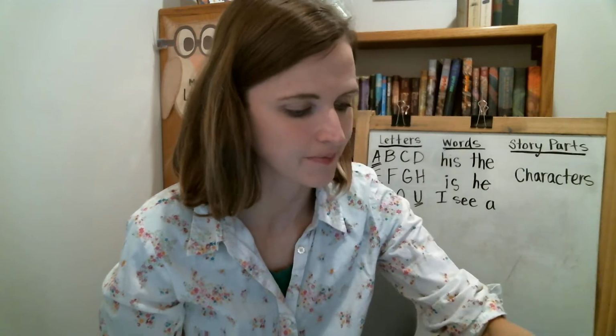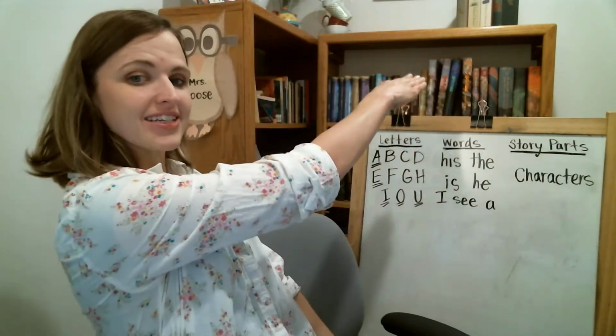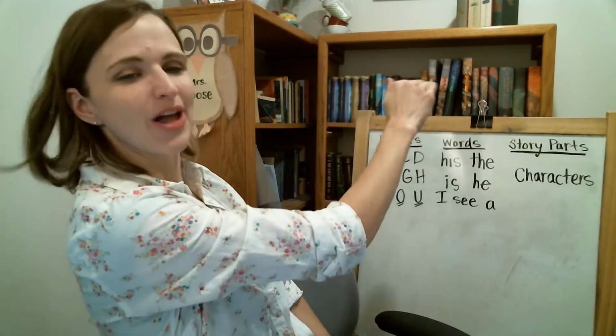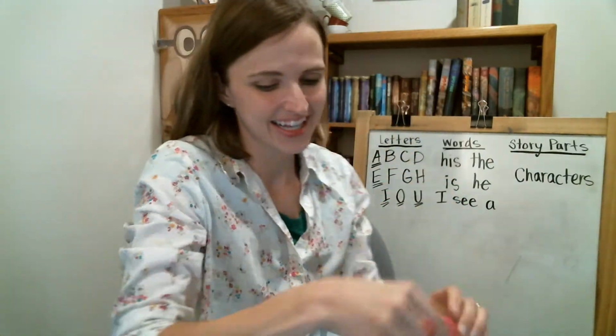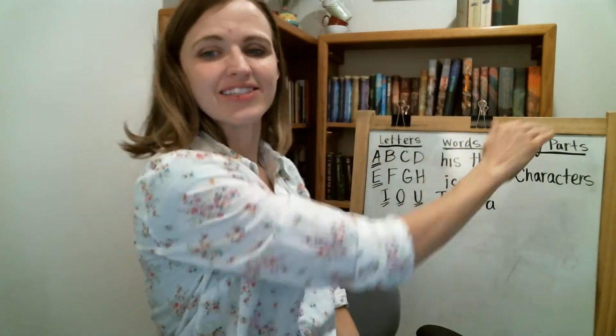Let's start here. The name of the letter is C. The sound of the letter is K. Uppercase looks like this. Lowercase looks like that. The name of the letter is D. The sound of the letter is D. Uppercase looks like this. Lowercase looks like that.